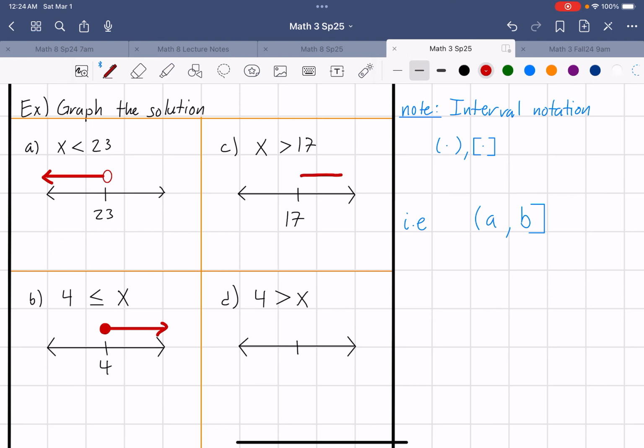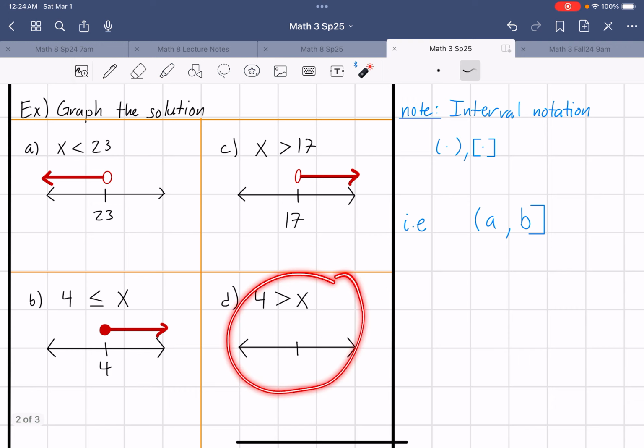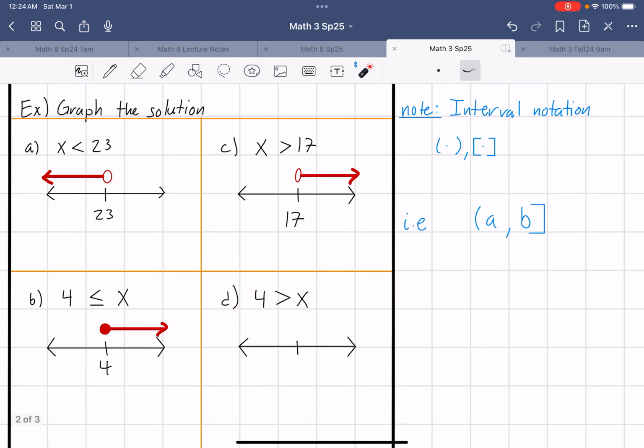So when it comes to a graph, I graph all the numbers on the right. And once again, because 17 would not make a true statement for this inequality, I will also leave it as an open circle. Now try the next one. If you want to pause the video, try the next one and see how you do.